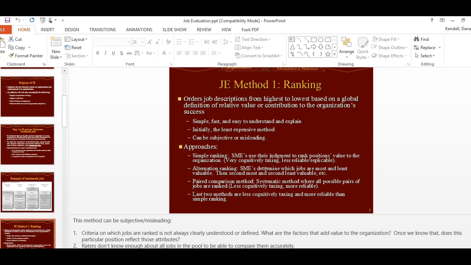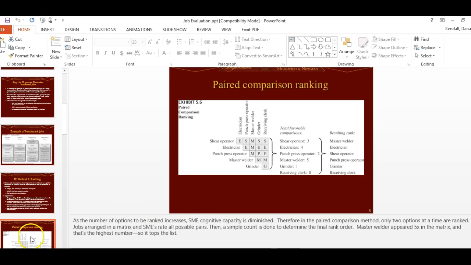The paired comparison method, which I will show you, is a systematic method where people compare all possible pairs of positions and rank them. And this one is a little bit easier to do, and it's more reliable and replicable, I would say, than some of these other methods. So I will show you that here coming up.